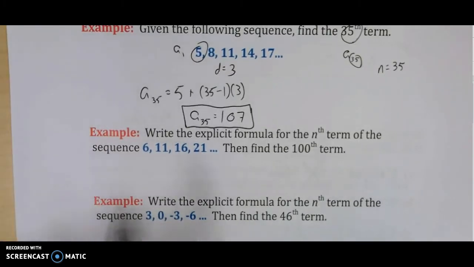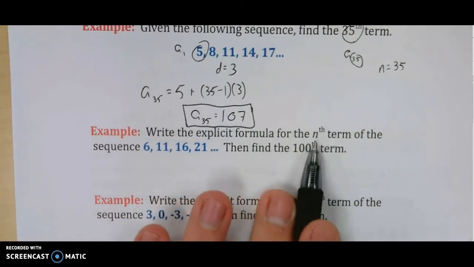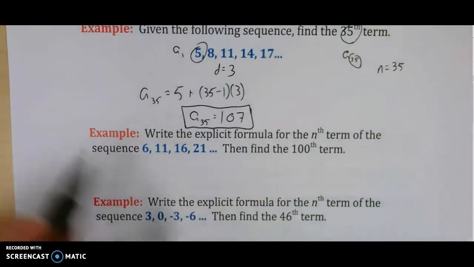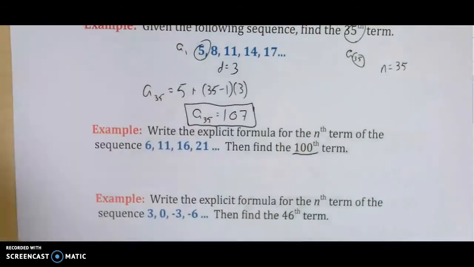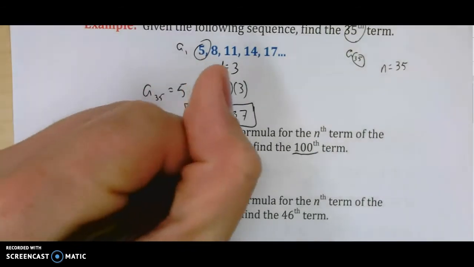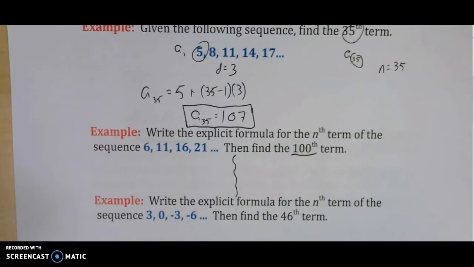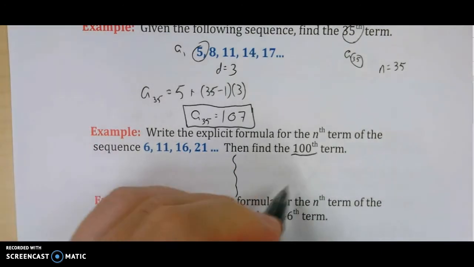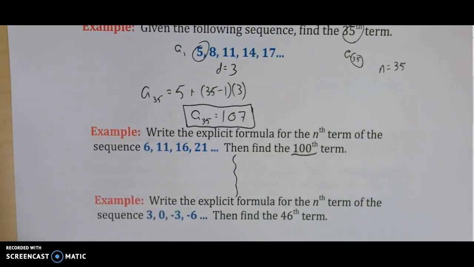Let's do one more of these. We want the explicit formula first, given the sequence, and then we want to find the 100th term. So this is kind of a two-parter. First, I need to find the formula, and then I need the 100th term. So over here, I'm going to do the formula. Over here, we'll calculate the 100th term.